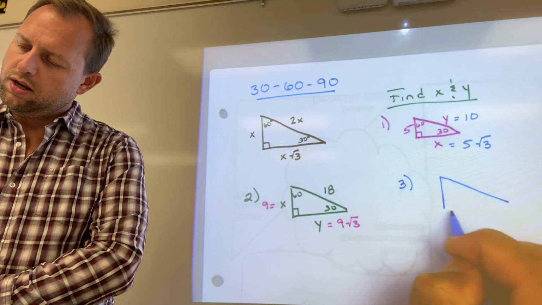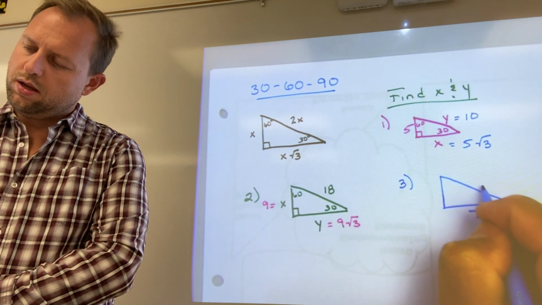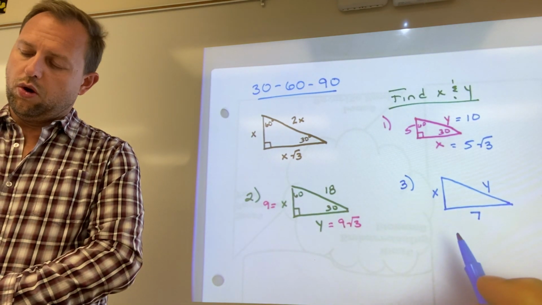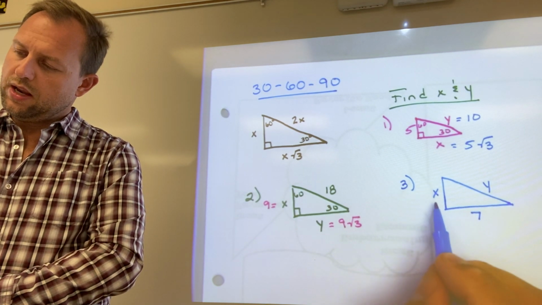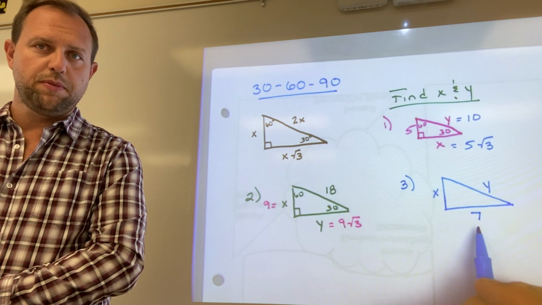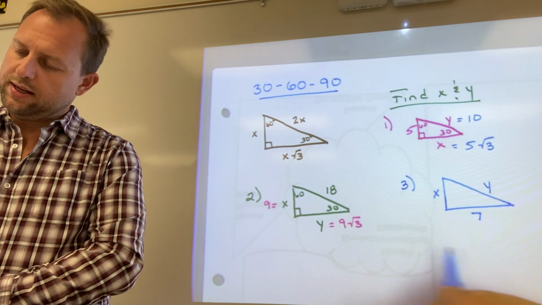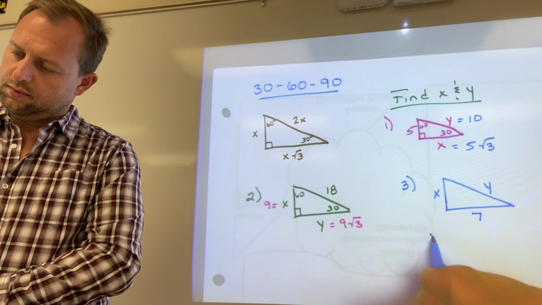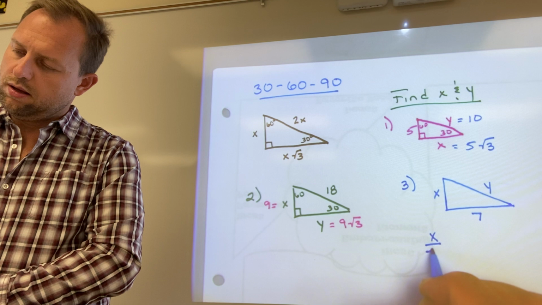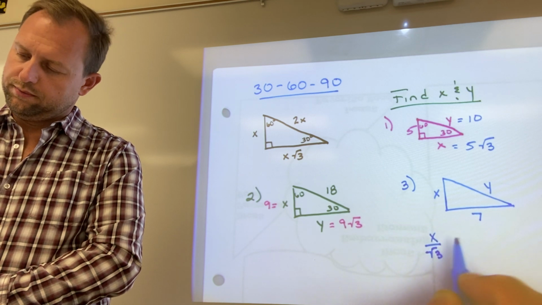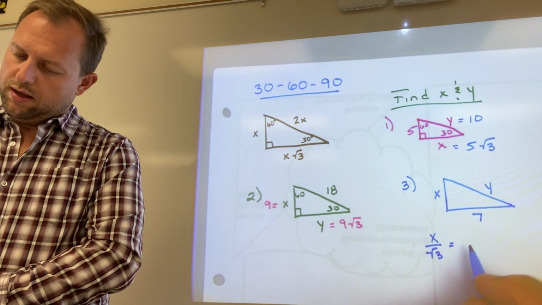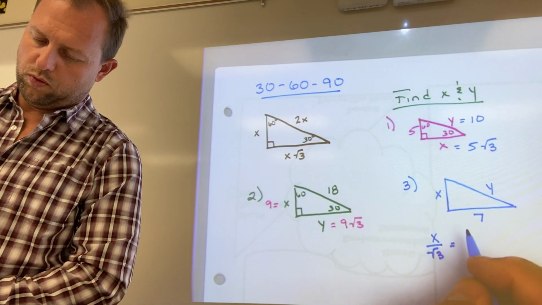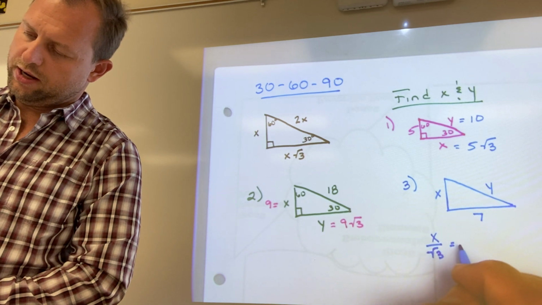We're given the long side. So the long side's going to be a 7. We'll make the hypotenuse y. Our short side, we always make x if we don't have it. So we know that x times root 3 is going to be 7. So that means that x divided by root 3, right, x divided by root 3.